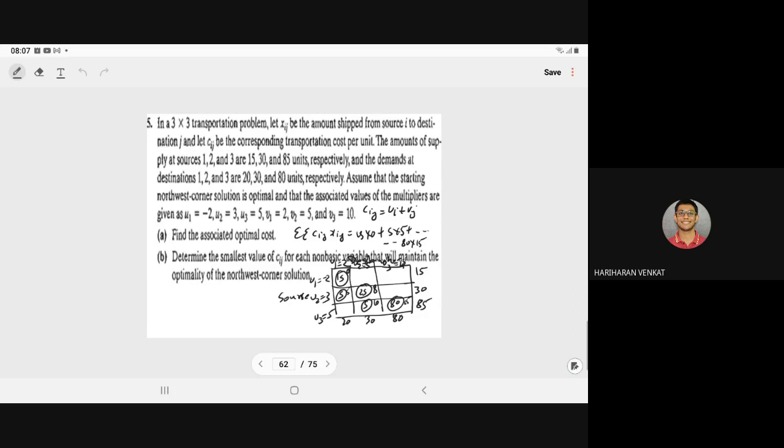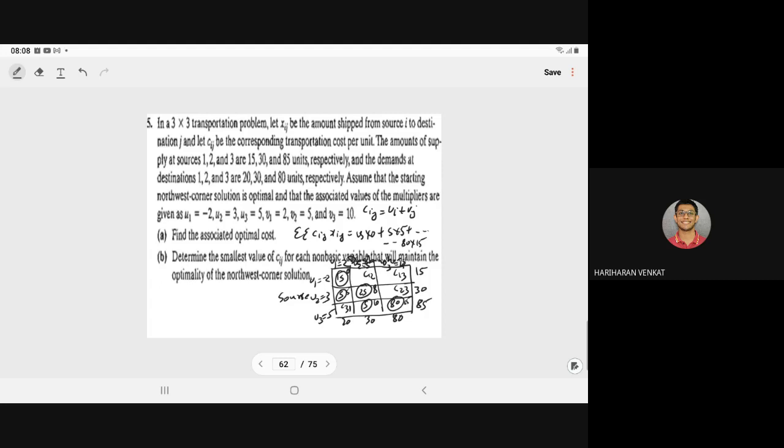In the B part, determine the smallest value of the Cij for each non-basic variable. So for each non-basic variable, here we have C12, C13, C23, and C31. So they are asking to determine the smallest value of Cij for each non-basic variable that will maintain the optimality of the northwest corner method. Means the current step, that is the optimal.